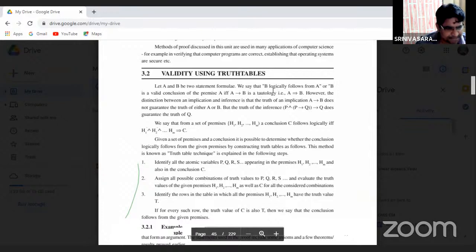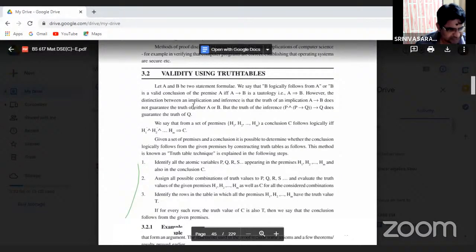We say that B logically follows from A. There are two statements you have taken. A to B is a tautology. Now we read that as B is the conclusion of the premise A, that is, B logically follows from A, whereas B is a valid conclusion from the premise A. That can also be written as A goes to B is a tautology. So that is the meaning of A implies B. In validity using truth tables, this is the concept.